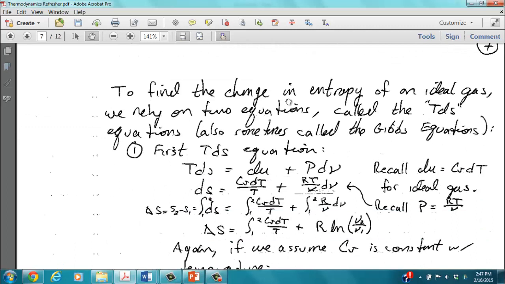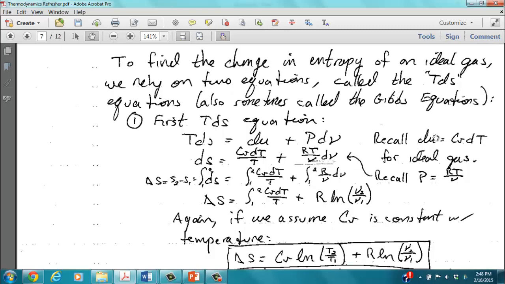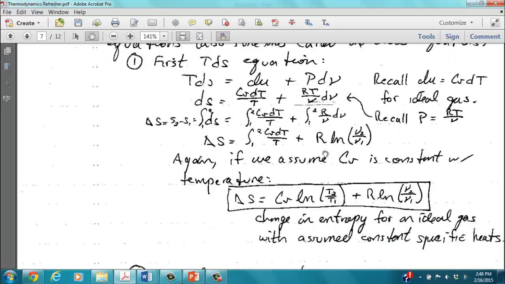Okay, so that's how you find change in energy and change in enthalpy. We also can find the change in entropy of an ideal gas. To do this, we rely on two general equations, which are called the TdS equations, or sometimes the Gibbs equations. I'm not going to go through the detailed derivations of these two TdS equations, nor how you get from one of the TdS equations to the change in entropy expression. That latter part is shown here for you. As for deriving the TdS equations, it's pretty straightforward. You just do a first law analysis of a general system. It's not a big deal.